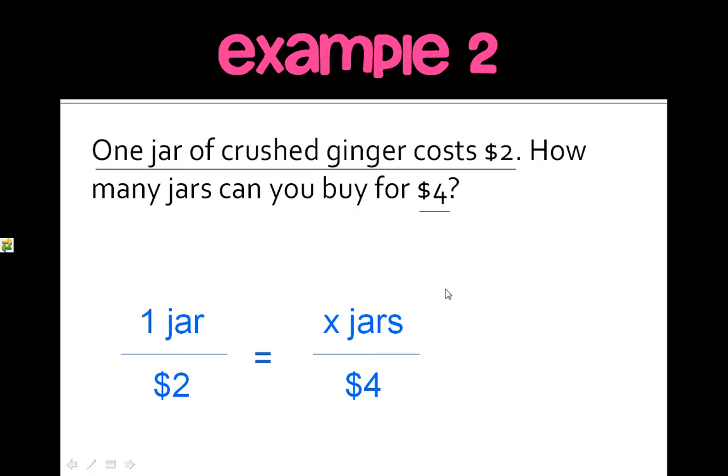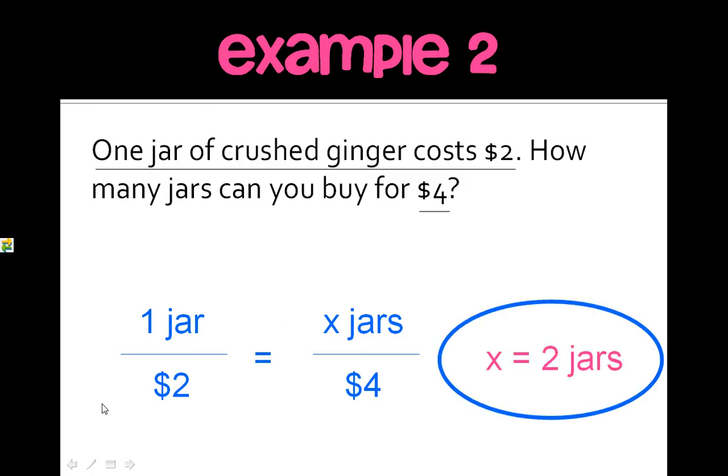As you look at our proportion, our jars match with our jars, our money matches with our money, and 1 jar costs $2. This matches as well. So we're trying to figure out how many jars cost $4. So we can use our mental math. We know that 2 times 2 is 4, so 1 times 2 is 2. So 2 jars of ginger would cost us $4.